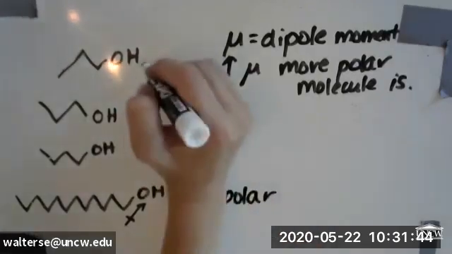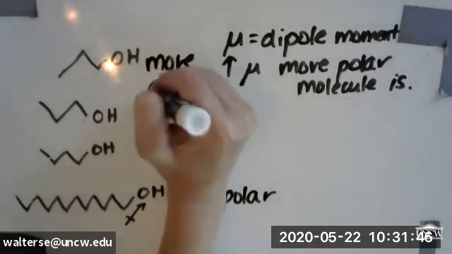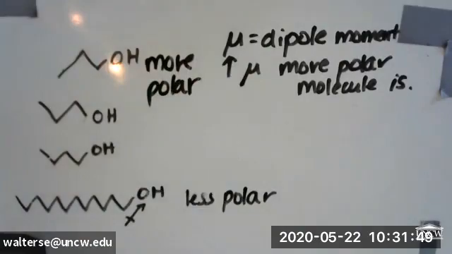And this one would be more polar. What you would see in terms of like dissolving like is the smaller the alcohol is, the more likely it can mix with a polar solvent like water. The less polar, the less likely it will mix well with water.